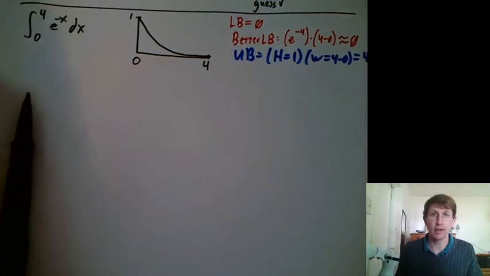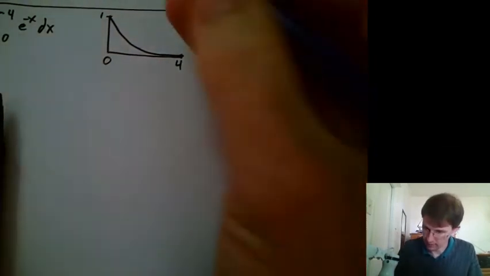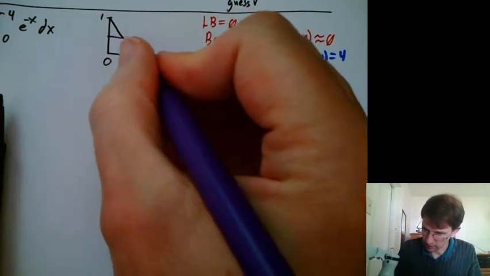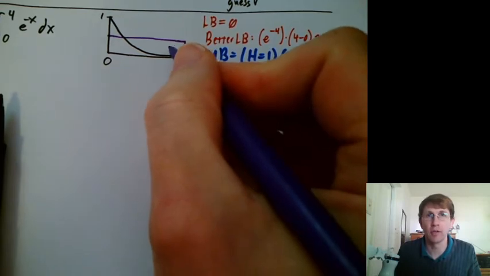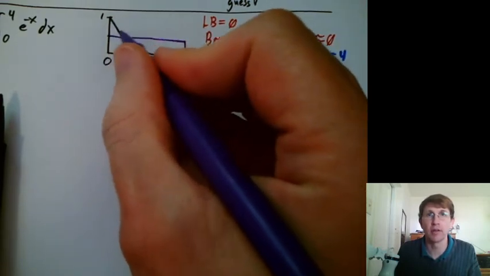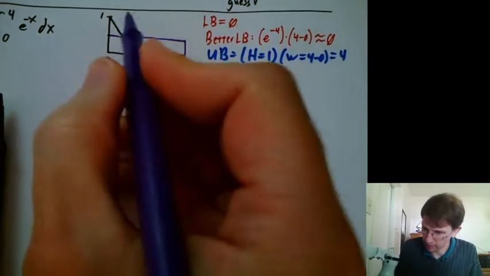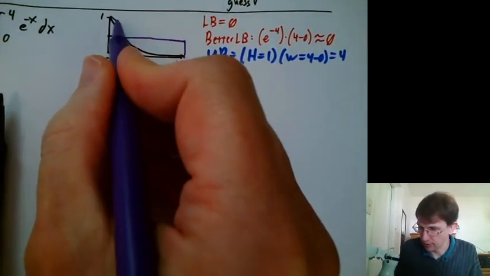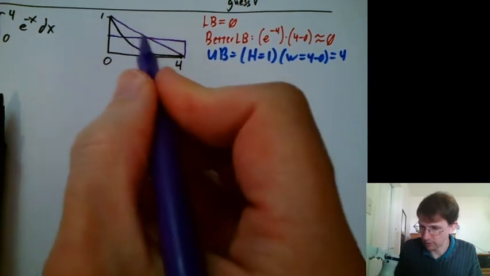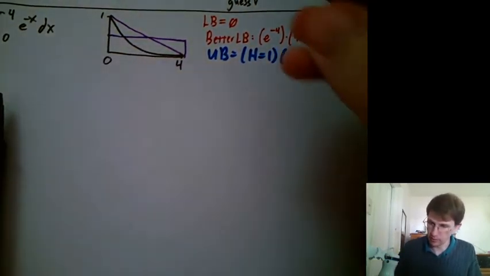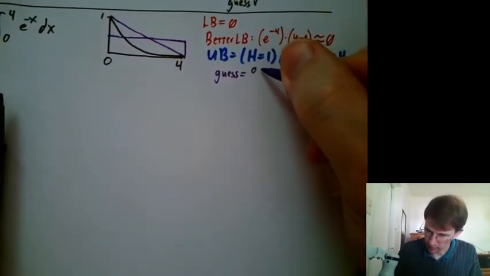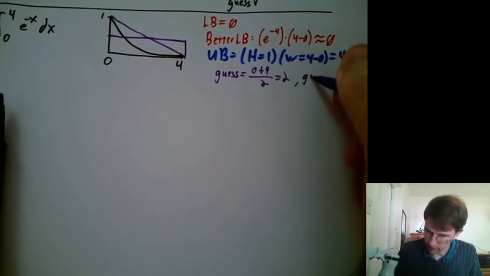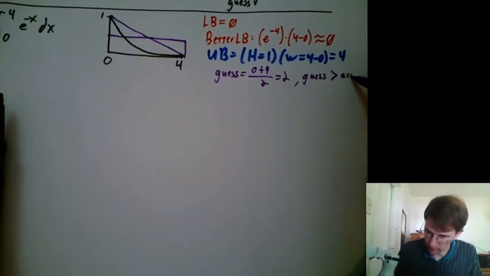And then a guess, you could say the guess is halfway between the upper and lower bound, so like that. And that looks like we're including a lot more in the guess than we're missing in this little triangle-ish area. Or another way to think of the guess is rotated to be the diagonal of the box, which also makes it clear that the guess is much bigger than the actual area. So it'd be basically 0 plus 4 over 2, and the guess is bigger than the actual.